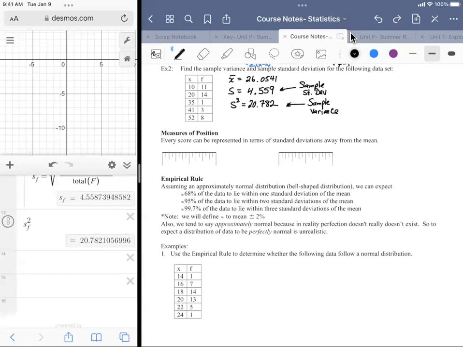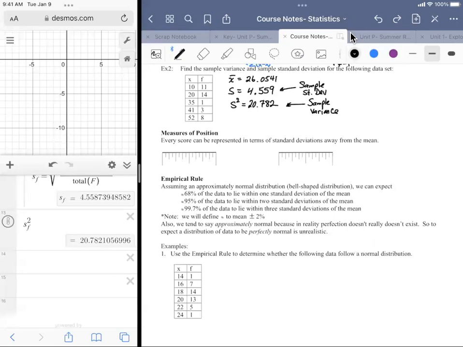Anyway, measures of position. This refers to standard deviation, right? So measures of position, we make those determinations based off of our knowledge of standard deviations. Every score can be represented in terms of standard deviations away from the mean. So what we think of when we're talking about relative positioning, or the position of an entry within a data set, is how many standard deviations that value is away from the mean.